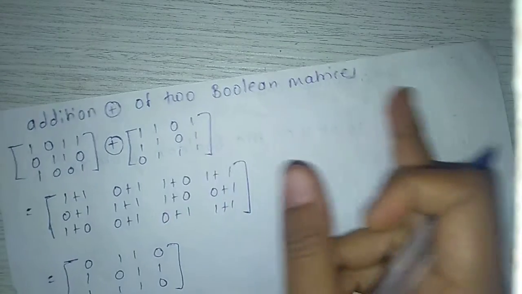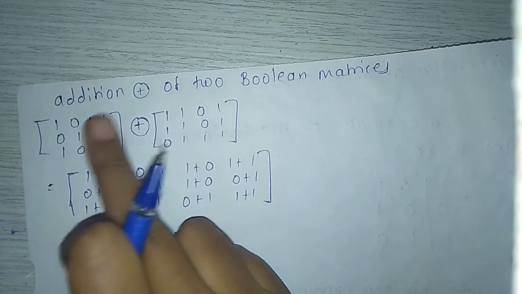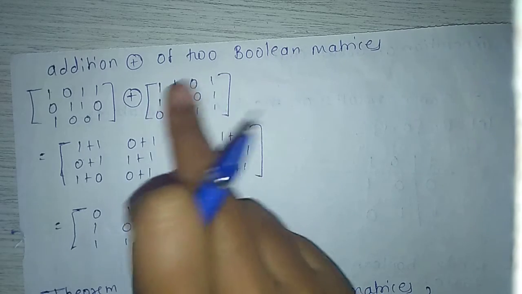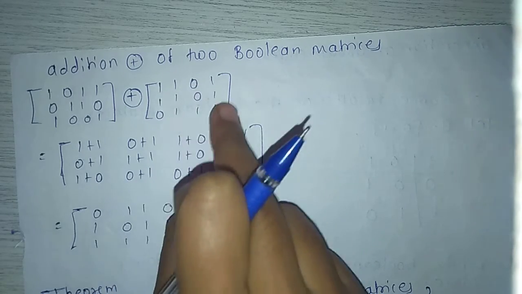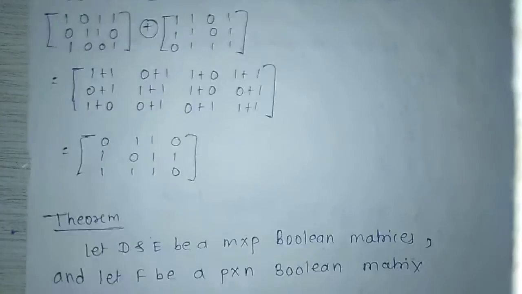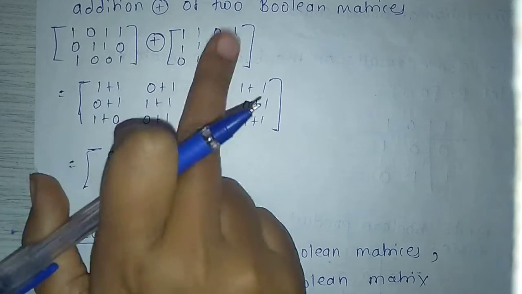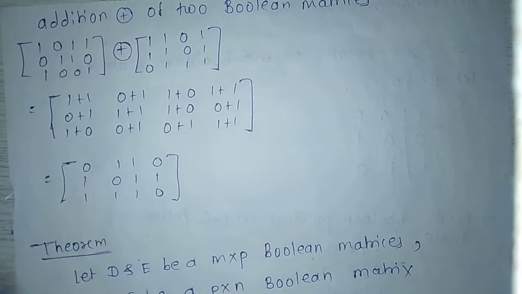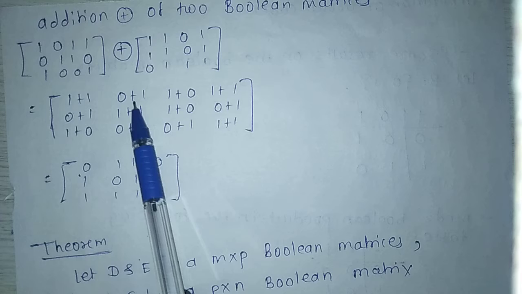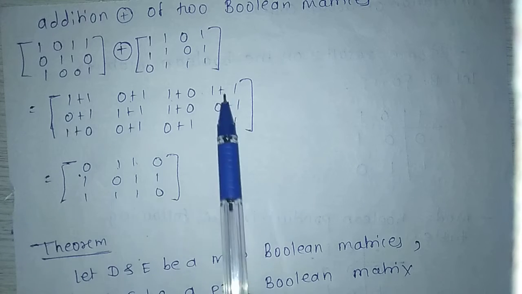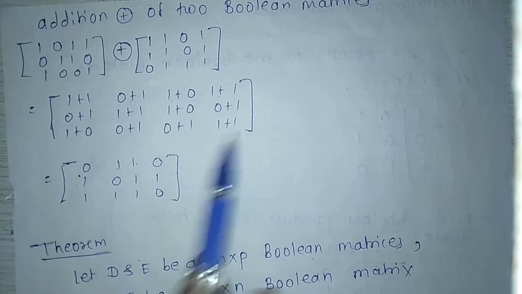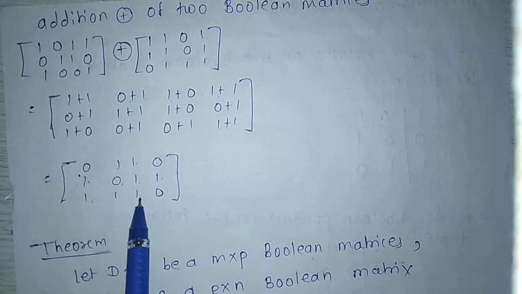Next, addition of two Boolean matrices. Take the addition of these two matrices in the usual way: 1 plus 1 is 0, 0 plus 1 is 1, 1 plus 0 is 1, 1 plus 1 is 2, means 0. Similarly for the second and third rows we get 1 0 1 1 1 1 1 0.